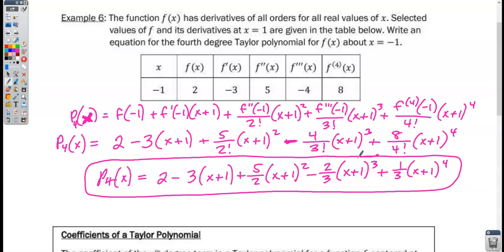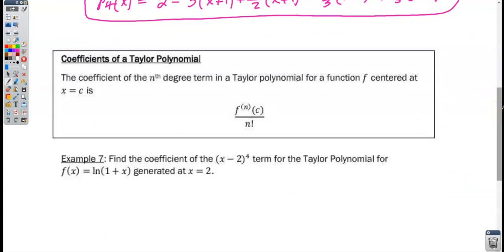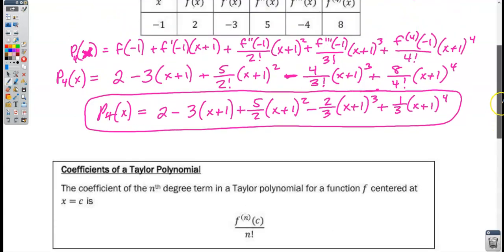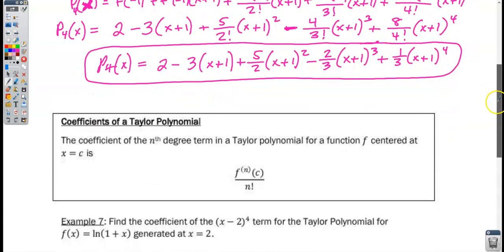All right, the last thing we're going to talk about: there are times when we might be asked, hey, what's the coefficient of the x to the 7th term in this Maclaurin polynomial? Or what's the coefficient of the x minus 3 to the 6th term in this Taylor polynomial? You need to realize that when we're finding the coefficient of an nth degree term in a Taylor polynomial, we did it the same way for all of these. We had the derivative at that value divided by that number factorial. So it's the nth derivative at c divided by n factorial. That's always the coefficient of our term in any of these polynomials.